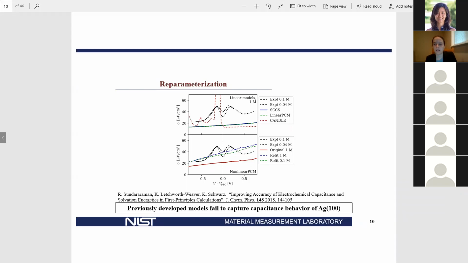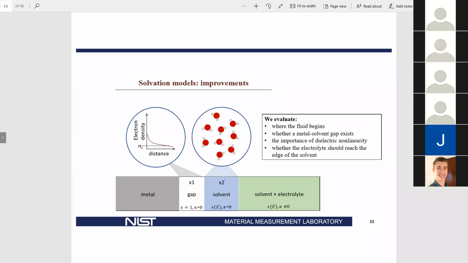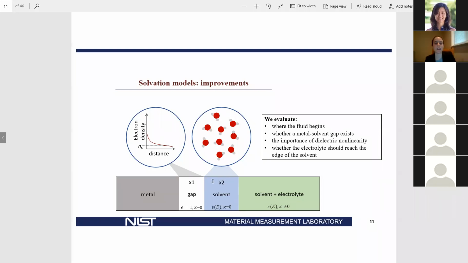So clearly, once we realized this, we realized that we needed to develop more sophisticated models to capture this capacitive behavior. So we considered a number of different components, and we wanted to identify which capacitive components are necessary to accurately describe the silver 100 capacitance curve. So we started out with a model that included a metal, this X1 gap region that I discussed earlier, where we turn on the solvent once we reach a critical low threshold of the electron density. And then we include a second gap where the solvent can access, but the electrolyte cannot.